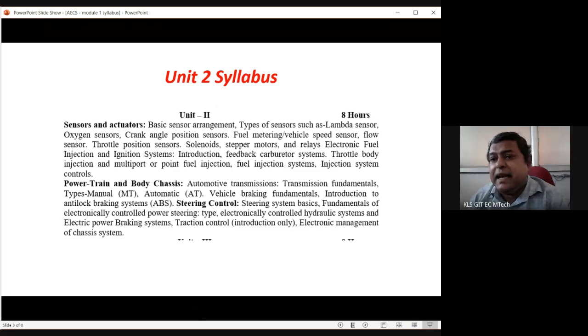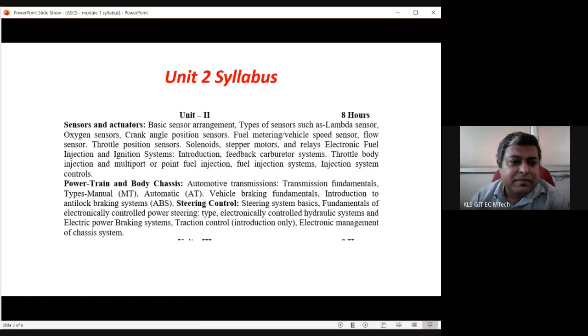The fuel and air mix, and they create a combustible mixture. Okay. Then powertrain and body chassis. So this is totally an automobile thing. Automotive transmission means power transmission. Generally the engine is in the front, and from there the power is taken back to different places in the automobile, which you will see.